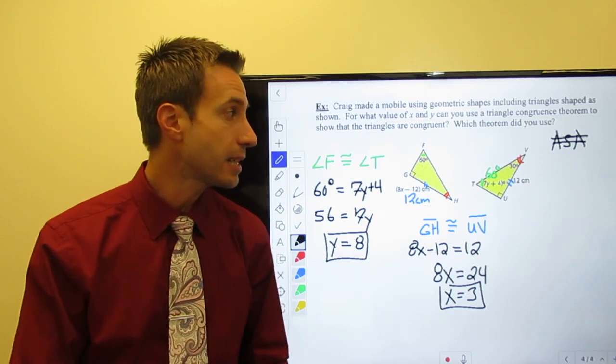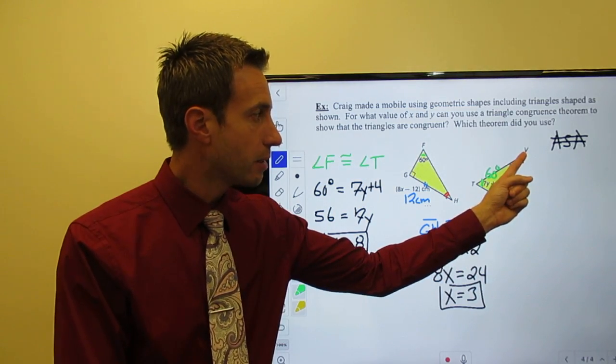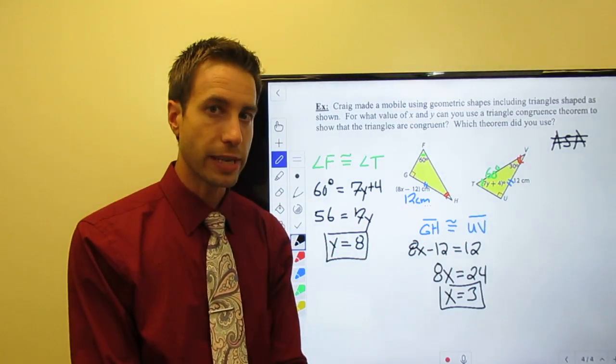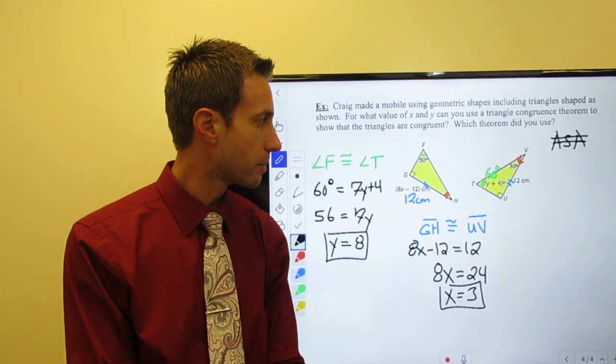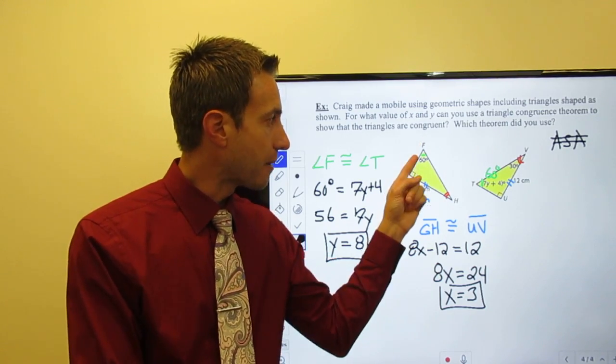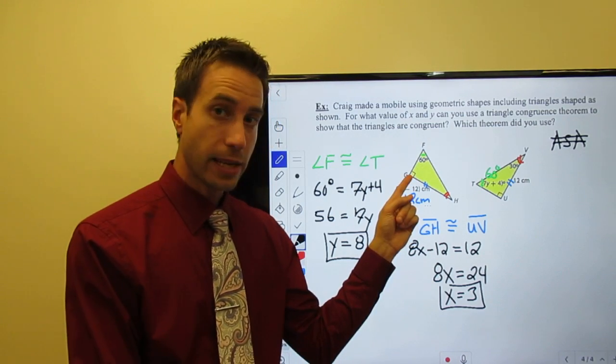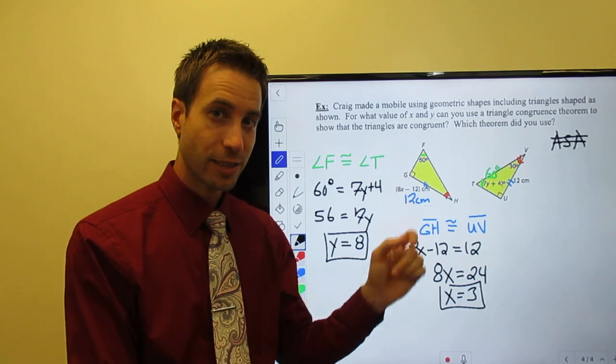So let's keep going. Please notice I told you that angle V is 30 degrees. Well, what do I know about the other triangle? I know angle F is 60. I know angle G is 90. Do you guys see it?